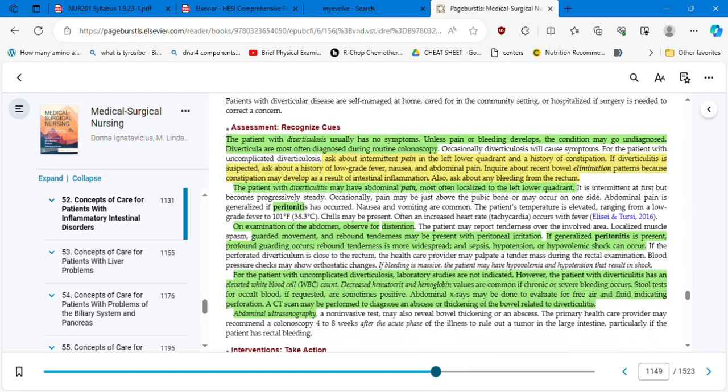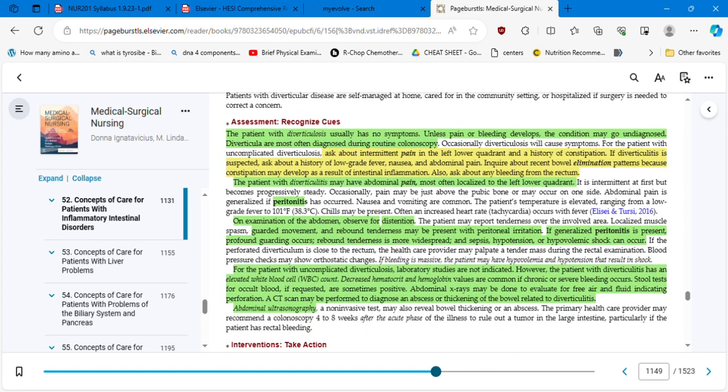Assessment, recognizing the cues when we do the assessment. The patient with diverticulosis usually has no symptoms unless pain or bleeding develops. The condition may go undiagnosed, and diverticula are more often diagnosed during routine colonoscopy. Why? Because usually it's located in the sigmoid colon, and that is part of the pathway that the colonoscopy is going to review. Ask about intermittent pain in the left lower quadrant and a history of constipation.